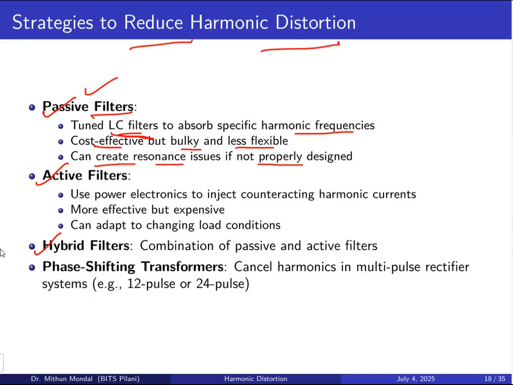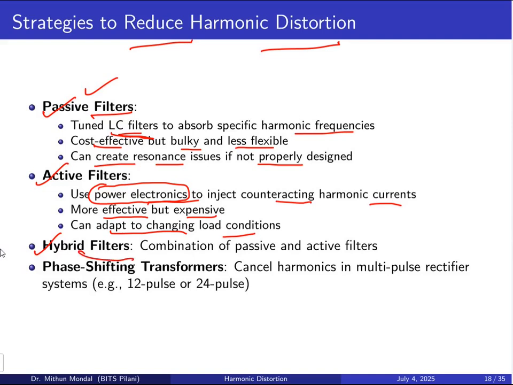Active filters use power electronics to inject a counteracting harmonic current. Obviously the active filters are made up of power electronic devices. They are more effective but expensive, and can adapt to changing load conditions. So with the change in load conditions, these power electronic equipments, which counteract the harmonic currents that are present, will be useful, but yes, they are more expensive.